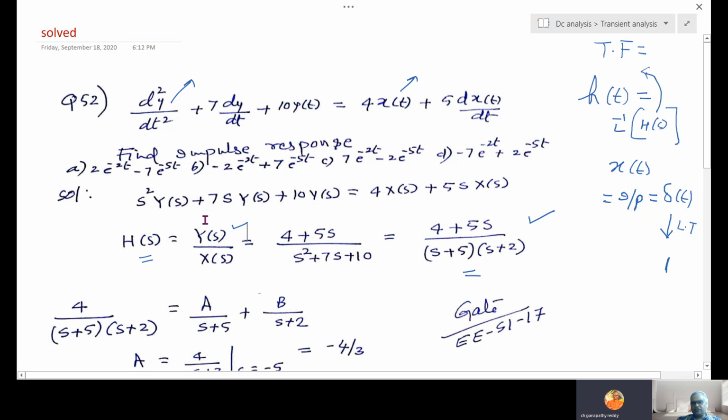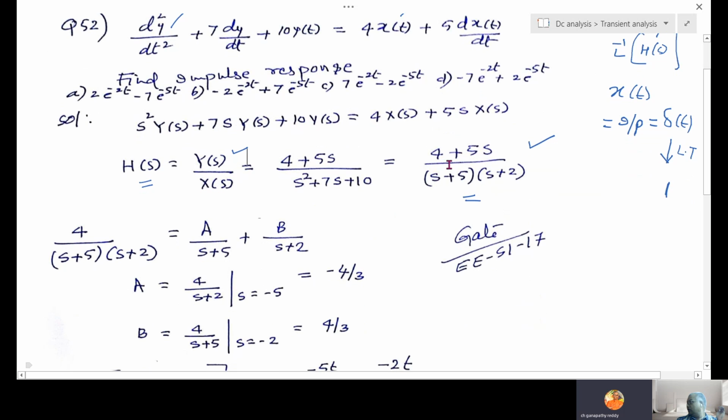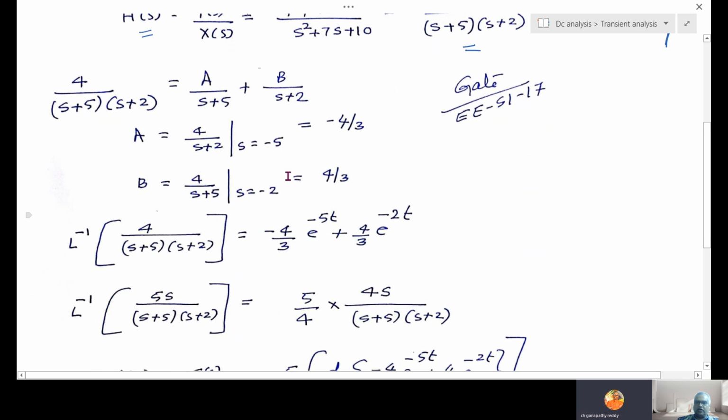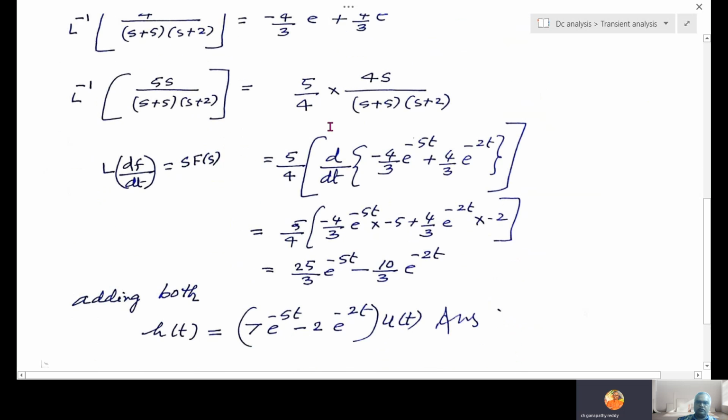When you are finding transfer functions, remember that initial conditions are by default 0. Transfer function means initial conditions are 0. So don't think that the initial value is not given. Given or not given, by default you should take it as 0. This you have to solve using partial fractions: A by s plus 5, B by s plus 2. This you have done already, so I am not explaining. Find A and B, then take the inverse, and you get this.